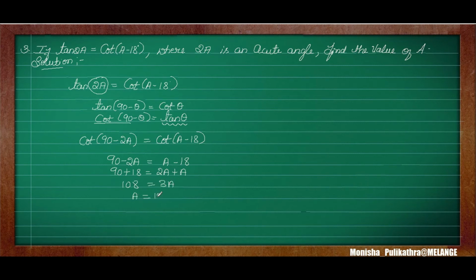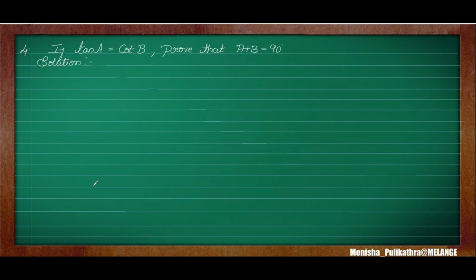So a is equal to 108 divided by 3. So 3 3s are 9, 1 carry, 3 6s are 18. So a is 36 degree. So a is equal to 36 degree. I hope you understood this. So moving on to the fourth question. The fourth one is a very simple question.